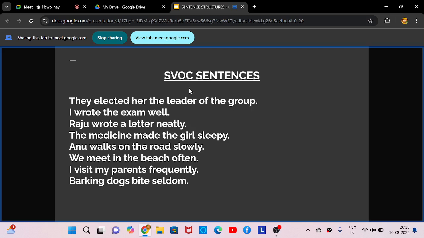That is the adjective. The leader of the group. That is the adjective or the complement. Similarly, I wrote the exam well. So I is the subject, wrote is the verb, the exam is the object. How did I write? Well. So well is the complement. Raju wrote a letter neatly. So Raju is the subject, wrote is the verb, a letter is the object, and neatly is the complement. Now let me ask you, in the fourth sentence, can you identify the subject, verb, object and complement?